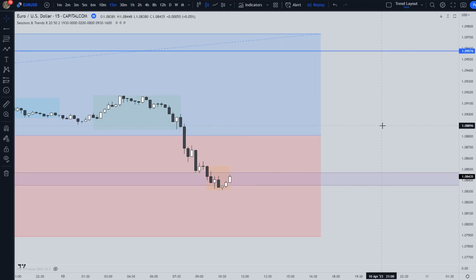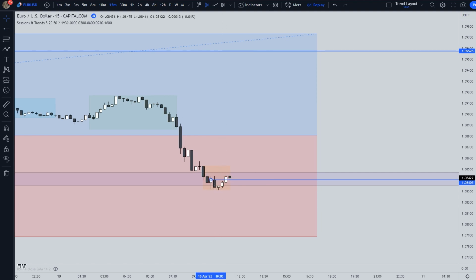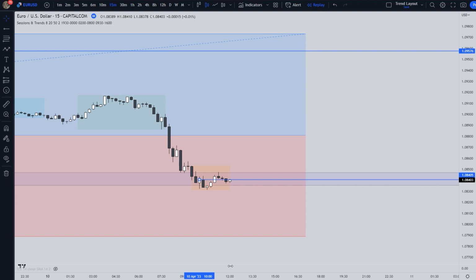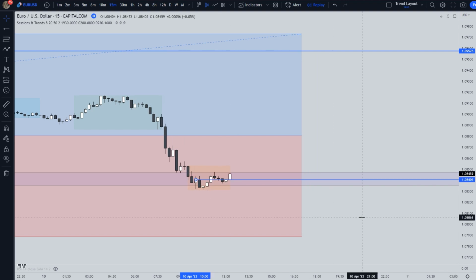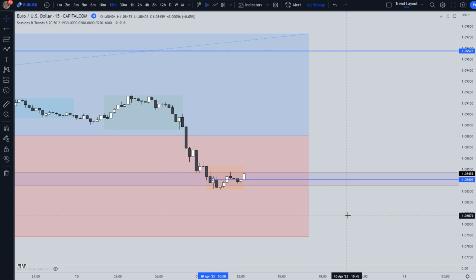And here it happens. This resistance is broken and also this high is taken out. Nice, but the bullish structure has not yet formed. What I want to see now is a higher low. Okay, this looks good, it is at least a fractal. But the higher low is confirmed only if the price is going higher than the previous high.